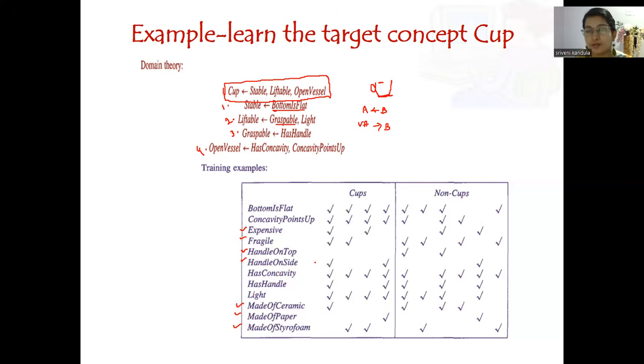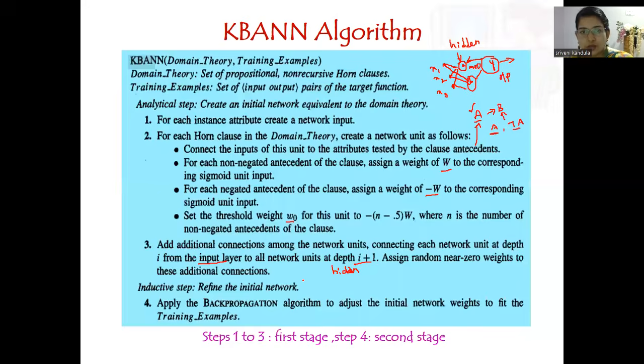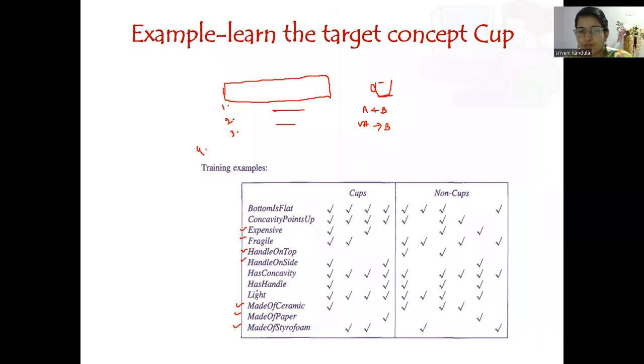That is what step 2 is defining. So let's get back to the algorithm and let me show. Here, this third one, add additional connections among network units. Why you need these extra connections is in order to add these. After adding, we need to refine. Now, some examples are cups, some are non-cups. Based on what they are defined as non-cups, based on what they are defined as cups. We have just seen that.